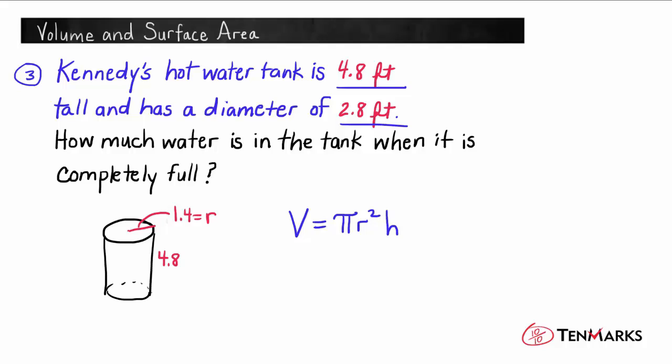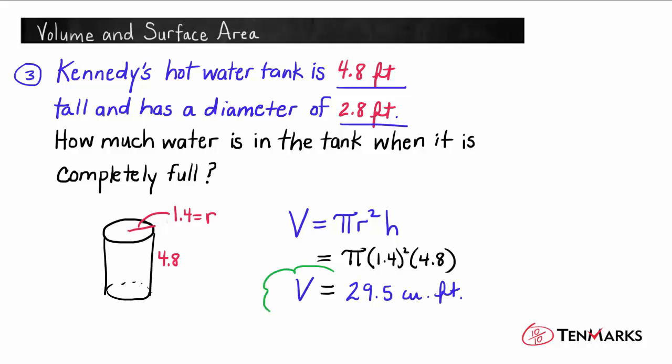When we fill in our values, that's going to give us pi times the radius squared, or 1.4 squared, times 4.8. And if we use 3.14 to approximate for pi and round to the nearest tenth of a cubic foot, we're going to get 29.5 cubic feet. So the amount of water that Kennedy's hot water tank is going to hold is 29.5 cubic feet of water.